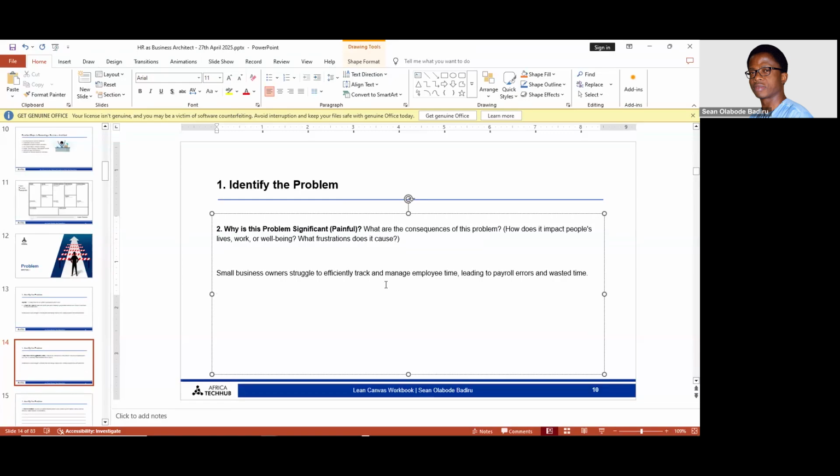So why is this problem significant? This problem of small business owners struggling to efficiently track and manage employees' time, leading to payroll errors and wasted time. I think payroll errors will result in employee dissatisfaction. That's one, and of course, potential legal issues. If you don't give them their due, you meet them in court. Wasted administrative hours also divert valuable time from core business activities, and it's going to hinder growth and profitability.